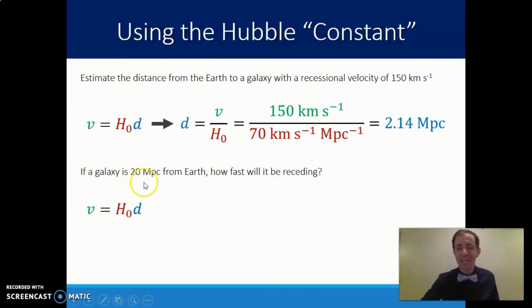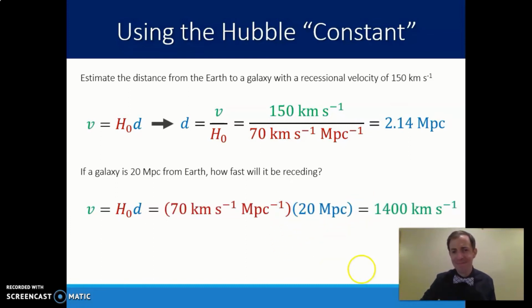If a galaxy is 20 megaparsecs from Earth, how fast will it be receding? Go ahead and use 70 kilometers per second per megaparsec as your Hubble's constant, and figure out how fast, in kilometers per second, that would be. Plugging that in is basically just 70 times 20, so 1400 kilometers per second.